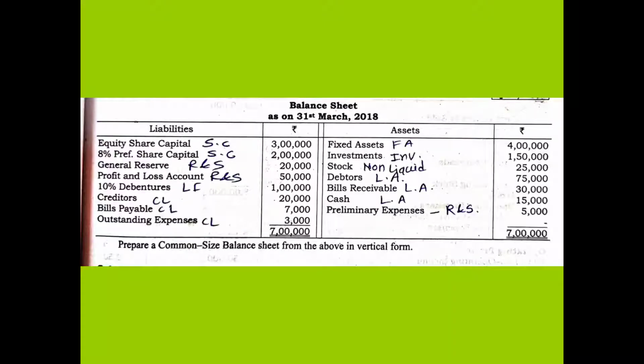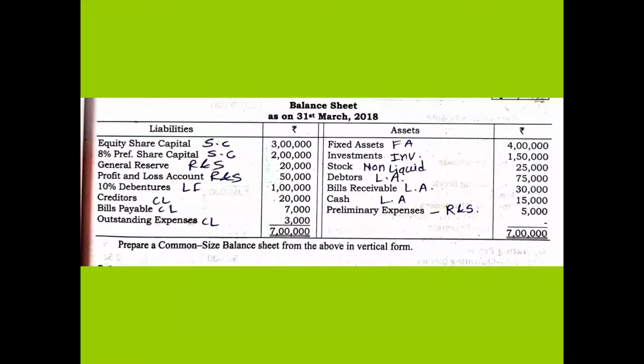General reserve, profit loss account, both will be written under the head reserves and surplus, and the preliminary expenses will be deducted from this reserves and surplus. 10% debentures will be part of loan funds. Creditors, bills payable and outstanding expenses, all these are current liabilities and all these are quick liabilities also, or we can say them liquid liabilities. Then fixed assets will be shown as fixed assets only. Investments will be shown with the same heading.